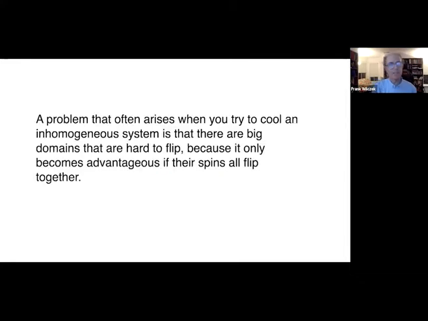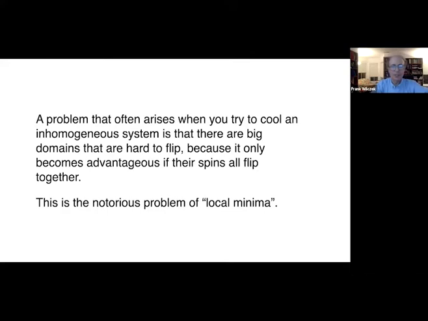And that's a powerful way of using physics to solve interesting, important computational problems. A more sophisticated version of that is called annealing, a problem that often arises when you try to cool an inhomogeneous system. And these spin systems are very inhomogeneous because we put the interactions in such a way that they're dictated not by normal nearest neighbor interactions, but by logical constraints. You can find that there are big domains that are hard to flip, and it only becomes advantageous if all the related spins flip at once. This is the notorious problem of local minimum.